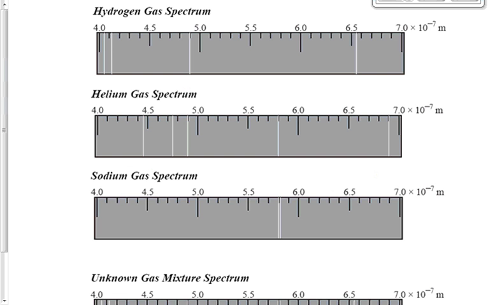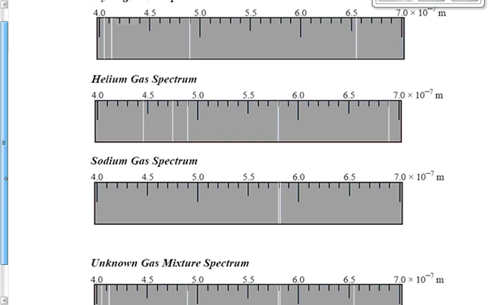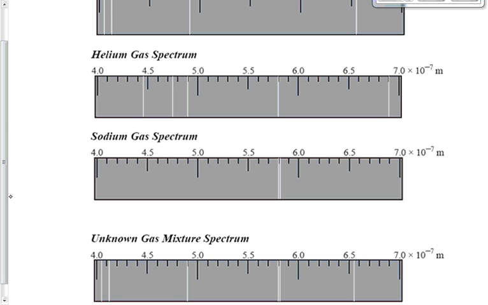For instance, we get three spectra here. There's a known hydrogen spectrum, a known helium spectrum, and a known sodium spectrum. You can see that they're all different. It'd be nice if these were in color, actually, but they're not. Three different spectra. You can see that they're clearly different, right? Lines in different places. We also have an unknown gas mixture here. We want to determine what this unknown gas mixture is.